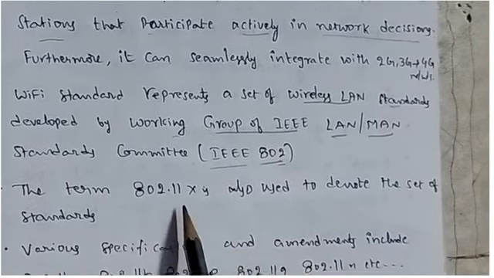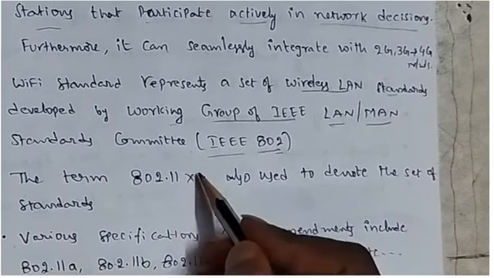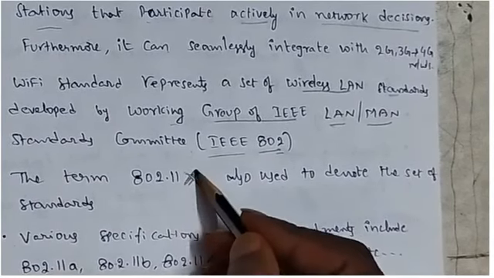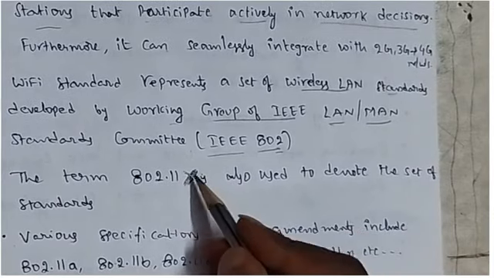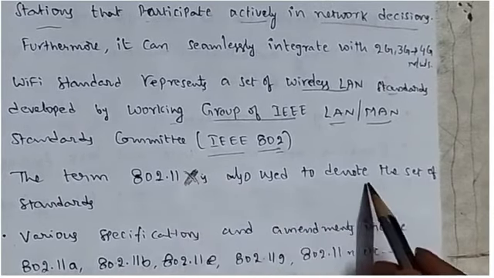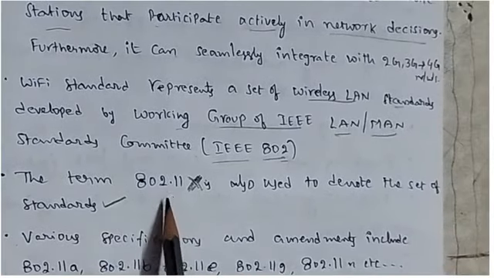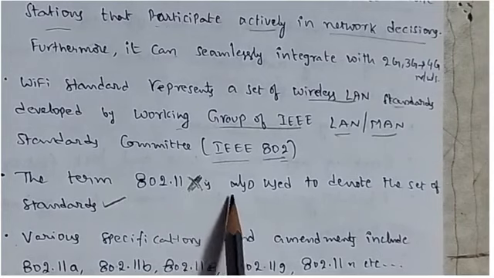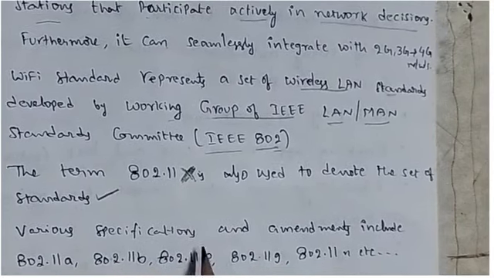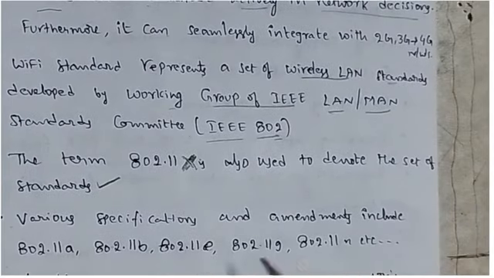The term 802.11x is also used to denote the set of the standards. Here 802.11 and 802.11x are both the same. There are various specifications included in that. What are the various specifications? 802.11a, 802.11b, 802.11e, 802.11g, 802.11n, etc. These are the other specifications.